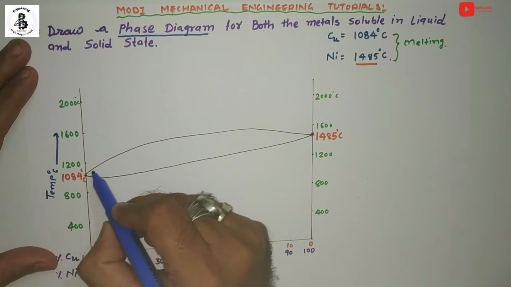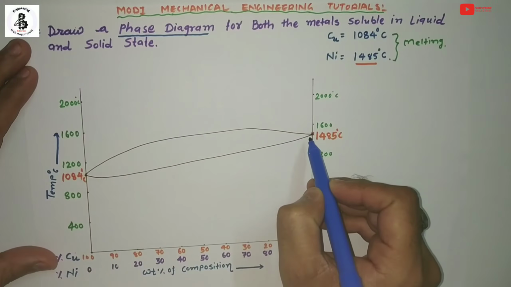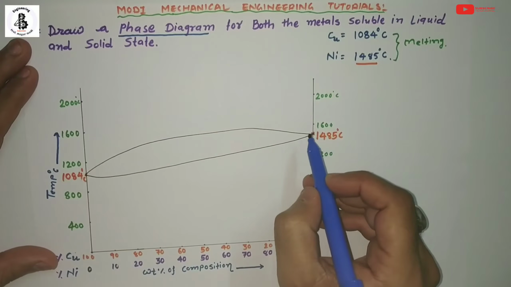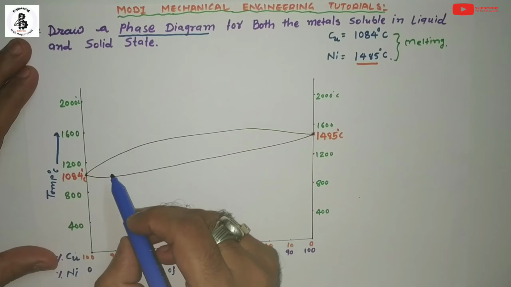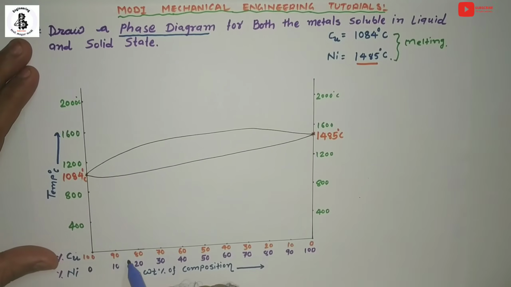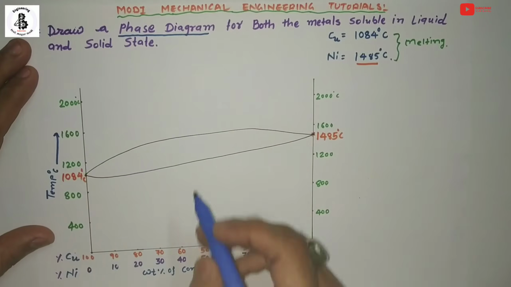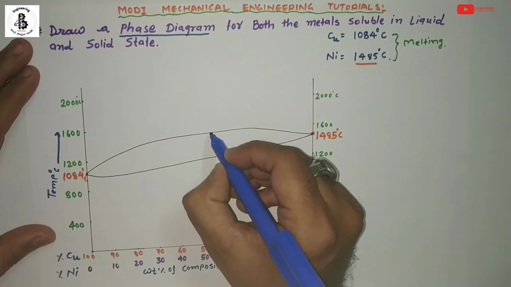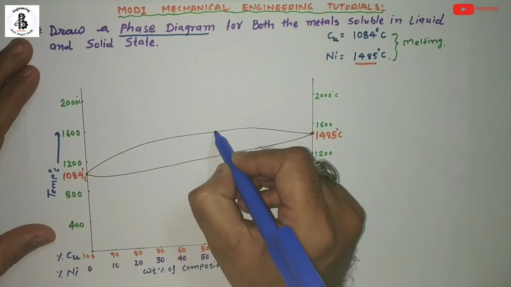Basically this upper line is considered as passing through the starting points of solidification from the various cooling curves for the different compositions of copper and nickel. So this line represents the liquidus line.